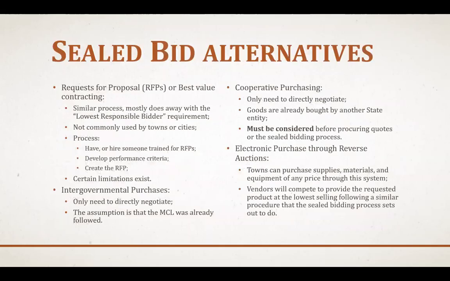There are also alternatives to the sealed bid. The four major ones I want to address here are RFPs, or requests for proposals, or best value contracting. There are a lot of ways to rephrase it, but it's a very similar process to the sealed bidding process. However, it does away with the lowest responsible bidder requirement, and instead you award the bid to the person that fills the most criteria points.